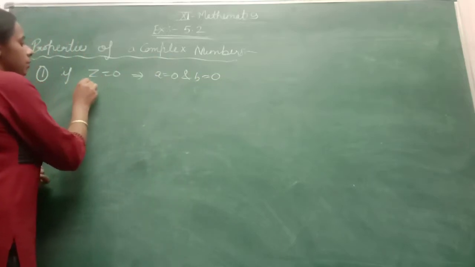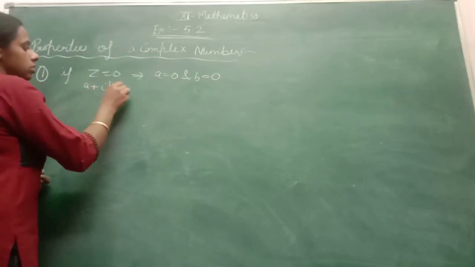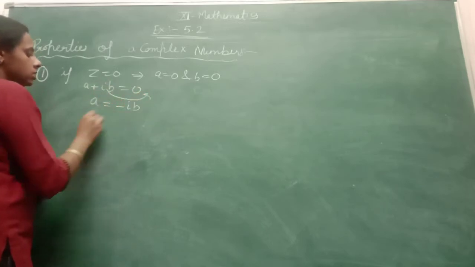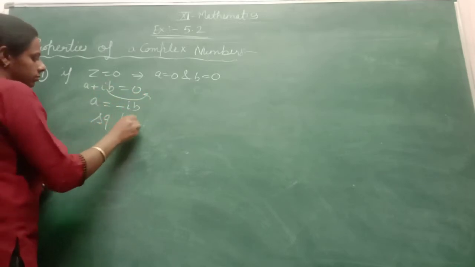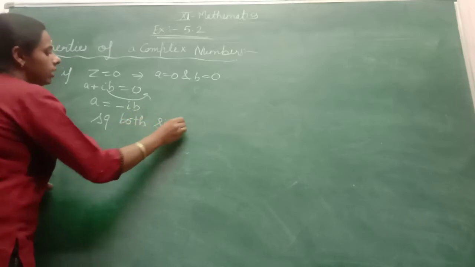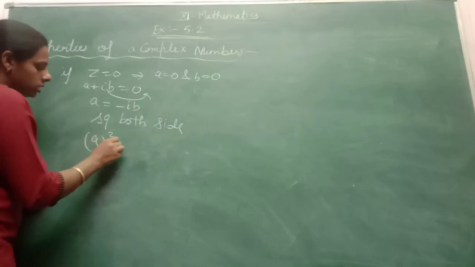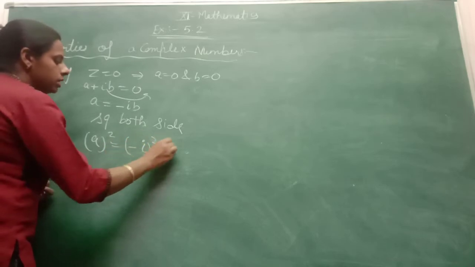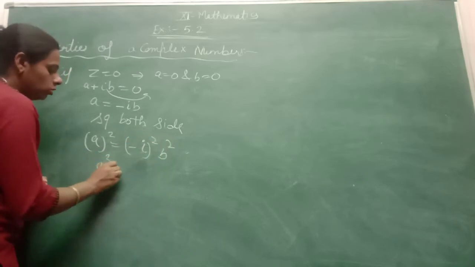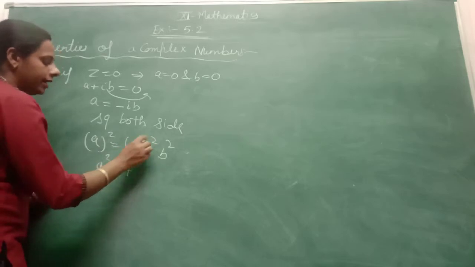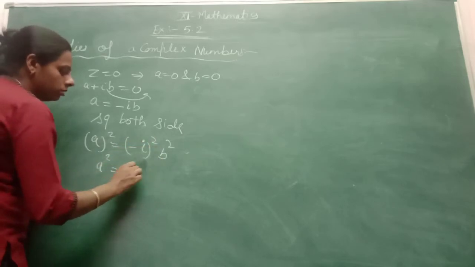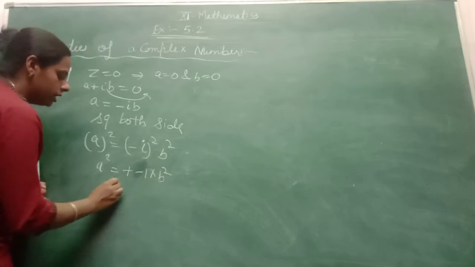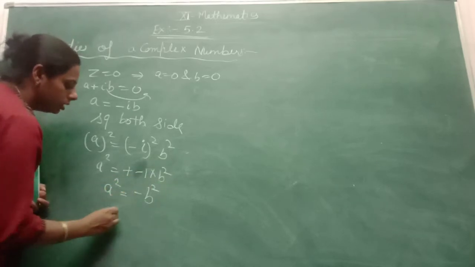If a plus iota b is equal to 0, then taking the imaginary part on the right hand side, squaring both sides, what will you have? a square is equal to minus iota square into b square, and the value of iota square is negative, minus 1, into b square. Okay, so a square is equal to minus b square.